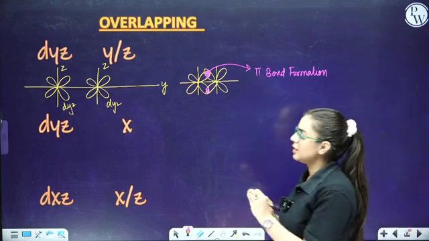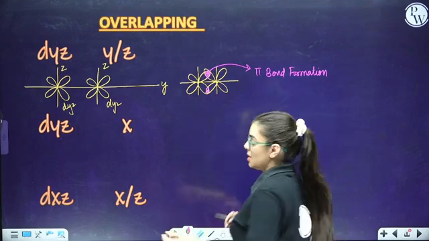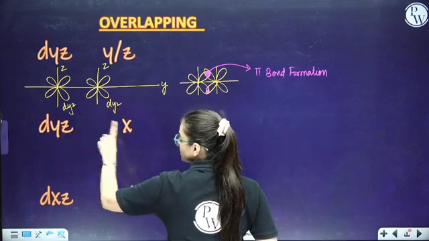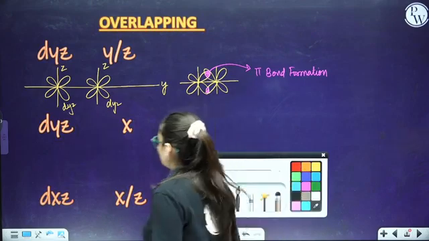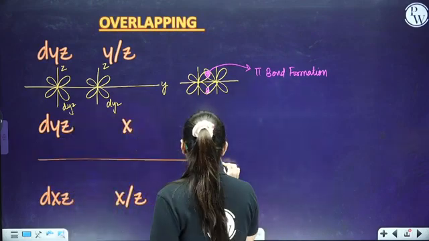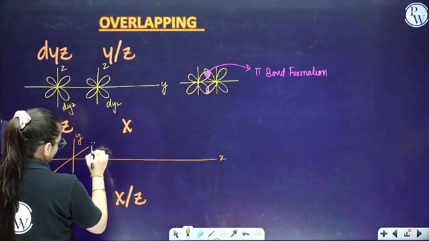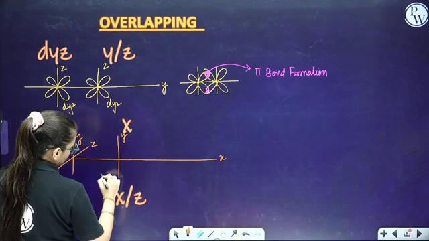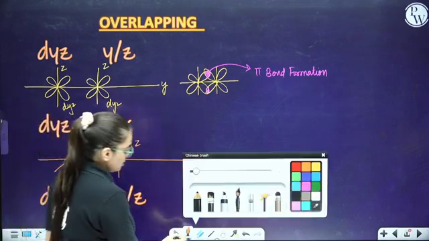Let us take another case. Now we have dyz on the x-axis. Now the axes are different. See, here lobes will be present in between y and z, but this is the x-axis. So it is a different scenario. Let us consider this as your x-axis, this is your y orbital, this is your z orbital. Now see, they are present in between the axes.